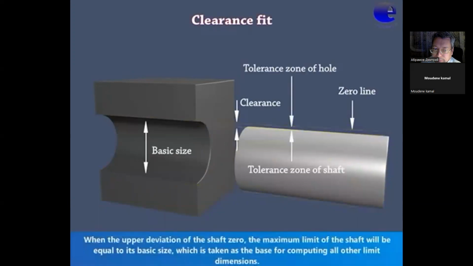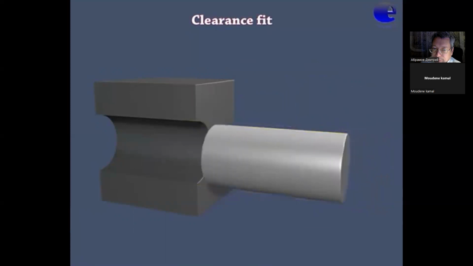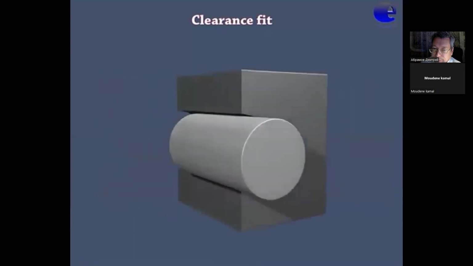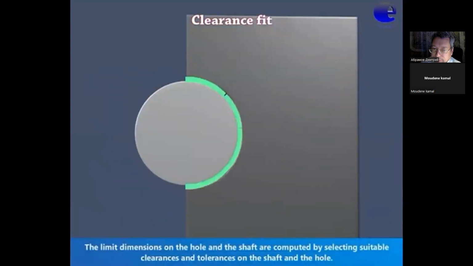When the upper deviation of the shaft is 0, the maximum limit of the shaft will be equal to its basic size, which is taken as the base for computing all other limit dimensions. The limit dimensions on the hole and the shaft are computed by selecting suitable clearances and tolerances on the shaft and the hole.